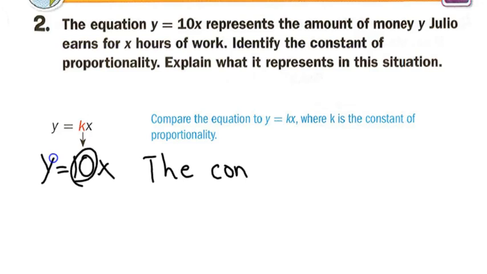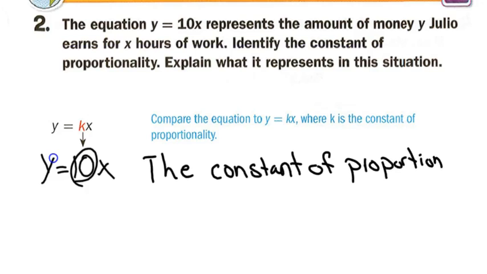So the constant of proportionality is 10. What's it telling us? It's telling us that Julio earns $10 for every hour he works.